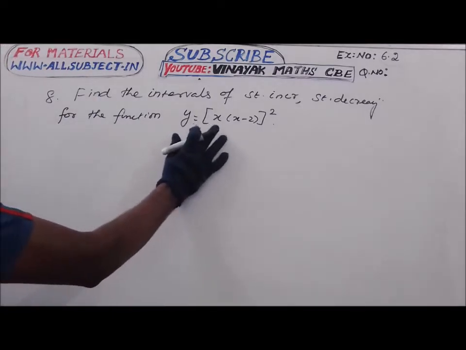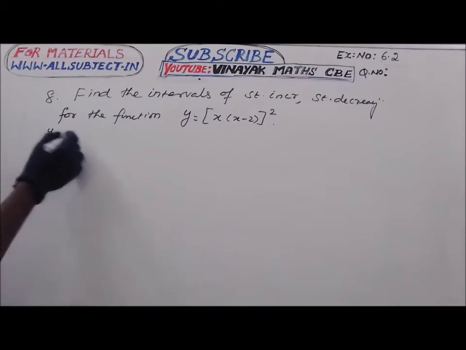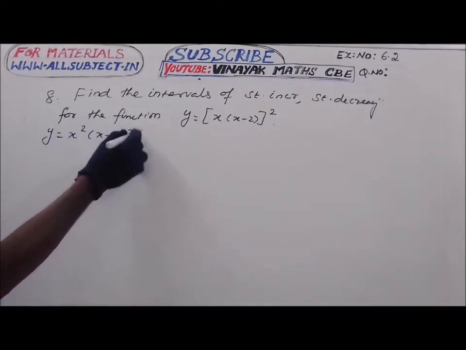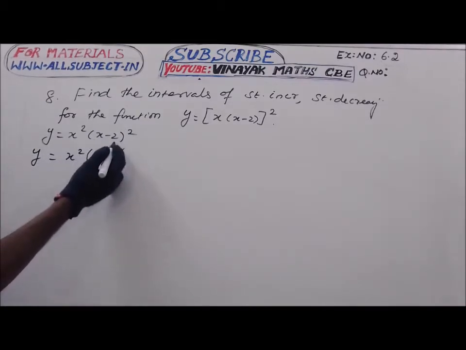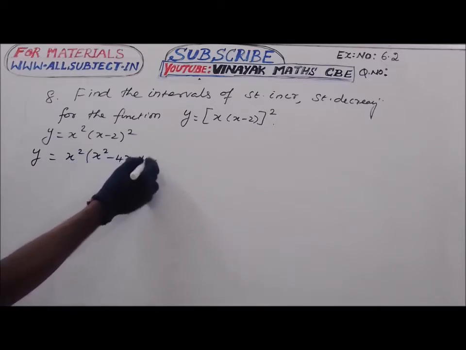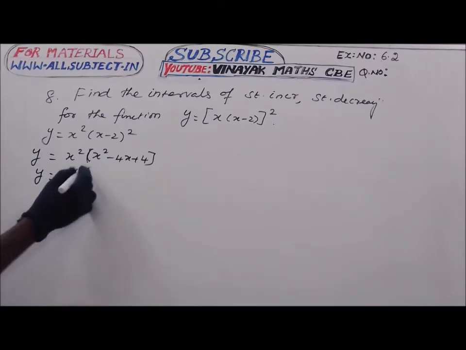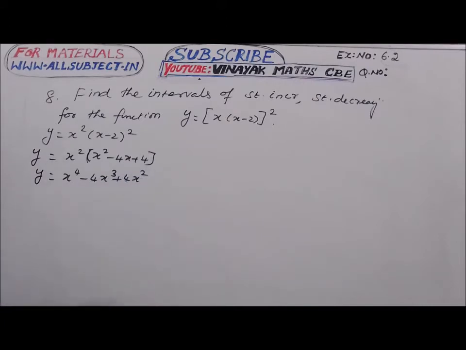First of all, we can expand it and simplify. That will be easy to differentiate. Now y equal to x square into (x minus 2) whole square, which is equal to x square into, expanding by the (a minus b) whole square formula, x square minus 4x plus 4, and then multiplying inside, y equal to x power 4 minus 4x cube plus 4x square. It will be easy to differentiate, else we should apply a product rule here.